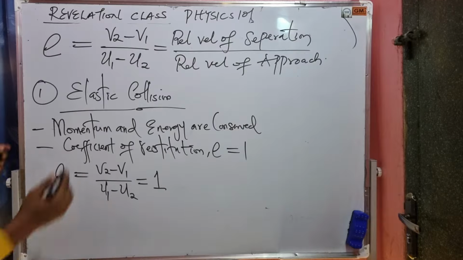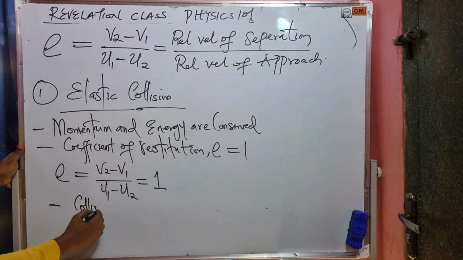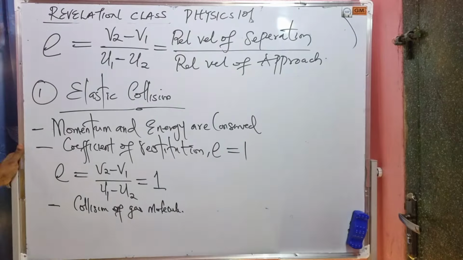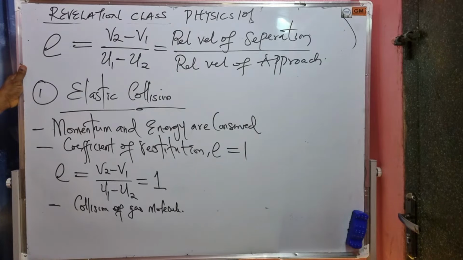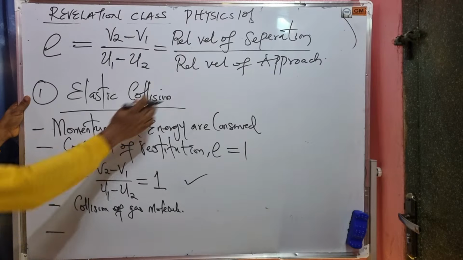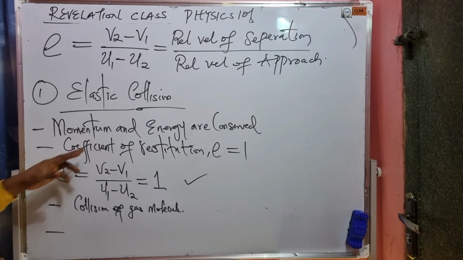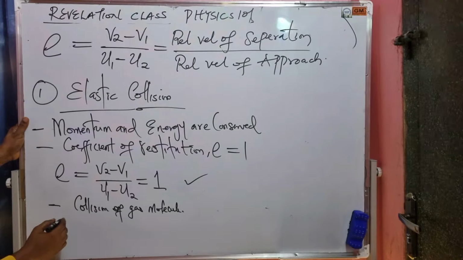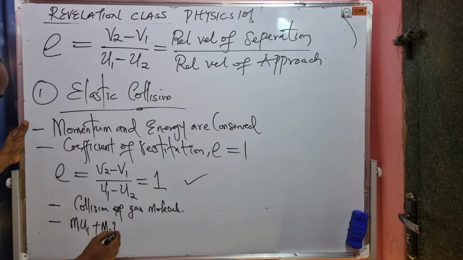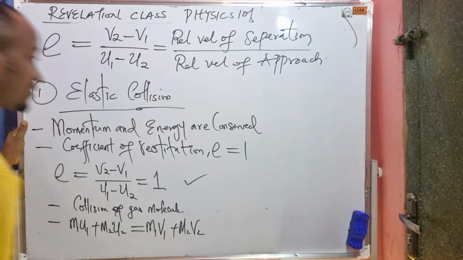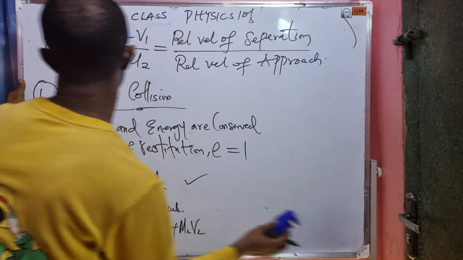Okay. Now, a good example of elastic collision we have said is the collision of gas molecules. Please take note of this. But the major thing I want to emphasize here is actually this. Now, the third one is that momentum is conserved and energy is conserved. That implies that the momentum conserved is simply momentum before collision. That will give us M1 U1 plus M2 U2 must be equal to M1 V1 plus M2 V2. Okay? All right.